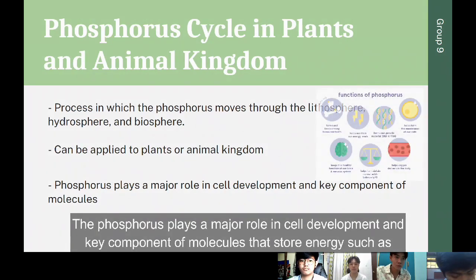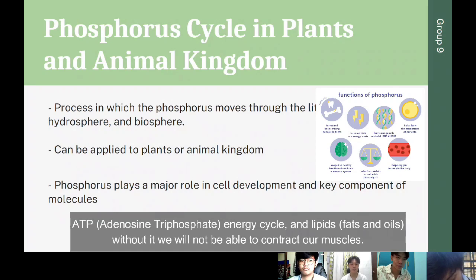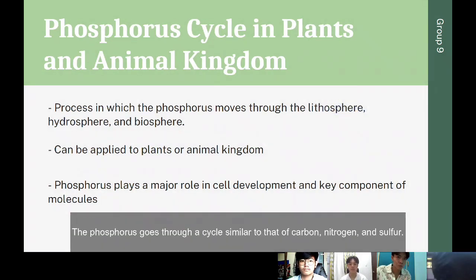Phosphorus plays a major role in cell development and is a key component of molecules that store energy such as ATP, which stands for adenosine triphosphate energy cycle, and lipids. Without it, we will not be able to contract our muscles. Phosphorus goes through a cycle similar to that of carbon, nitrogen, and sulfur.